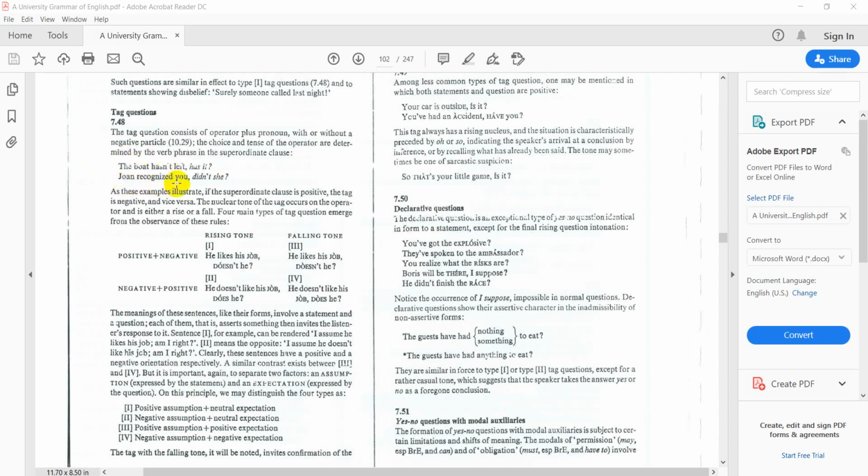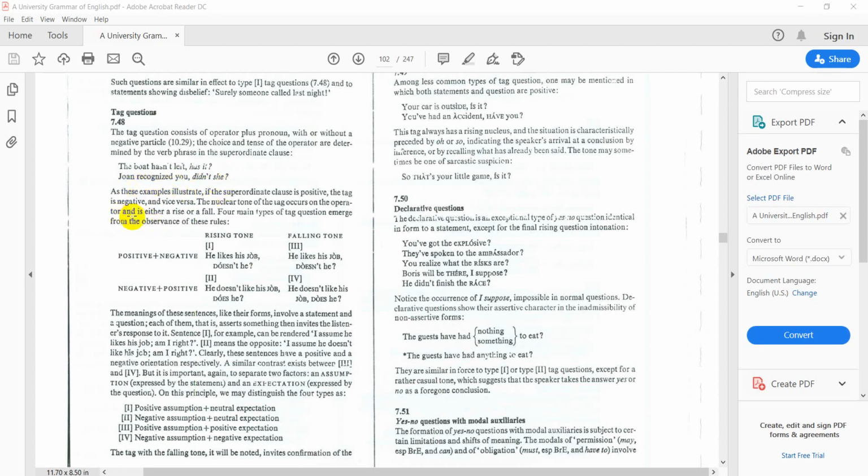Juan recognized you. In this sentence, as you see, there is no operator. So again, we can depend on the verb to use the tag. Since it is in the past, I have to use did. And since the sentence is in the affirmative condition, I have to negate the operator. Didn't she? I think this is clear.